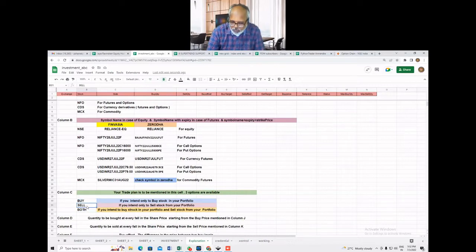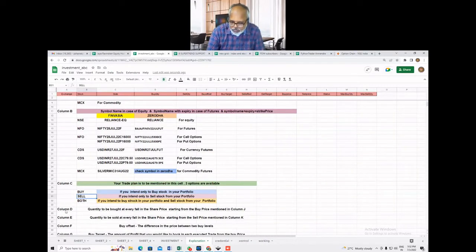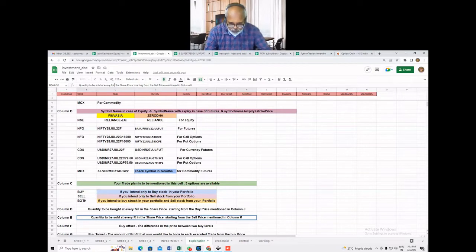Column D represents the quantity that we want to buy at every fall in the share price starting from the buy price mentioned in column J. Similarly, column E is the quantity to be sold at every rise in the share price starting from the sell price in column K.